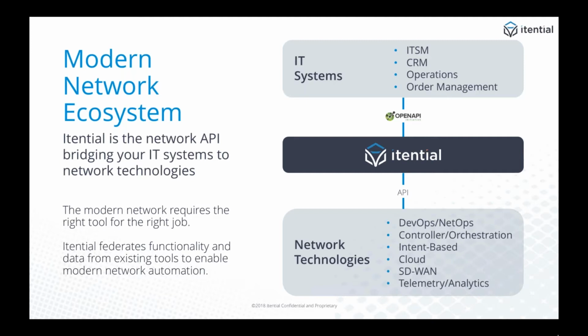So where does Itential fit within the modern network ecosystem? When we talk about customers adopting different network automation technologies, we'll start at the bottom there. Most customers are looking at adopting different DevOps tools like we're going to highlight today with Ansible. They might be adopting different controllers or orchestration-based systems. Some people are looking at intent-based systems. And everybody has some access to some cloud and is looking at maybe an SD-WAN solution.